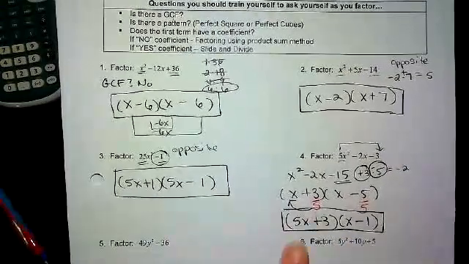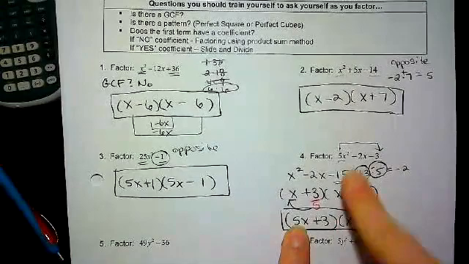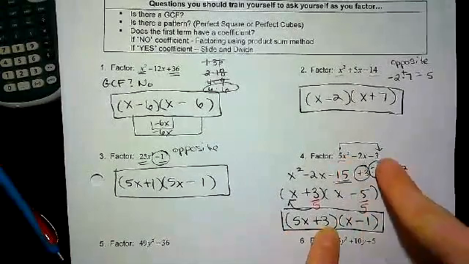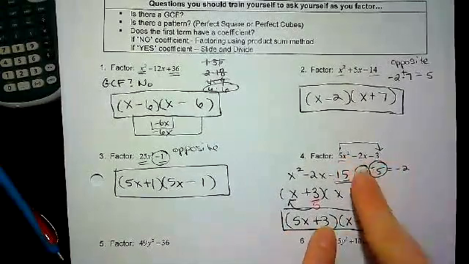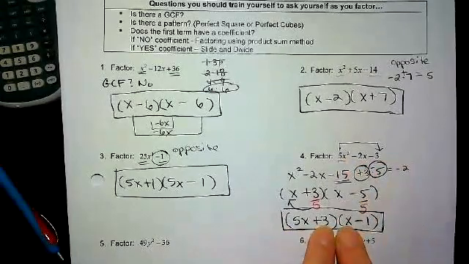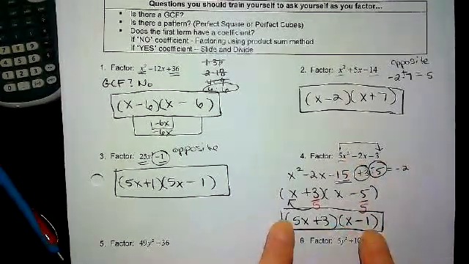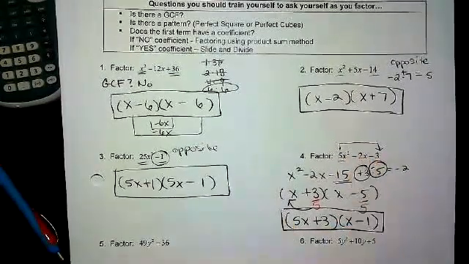Again, you can check yourself. Front times front, first times first, 5x squared. 3 times negative 1 is a negative 3. Your middle term comes from the multiplication of your inner, 3x, and outer, negative 5x, which would make that negative 2.